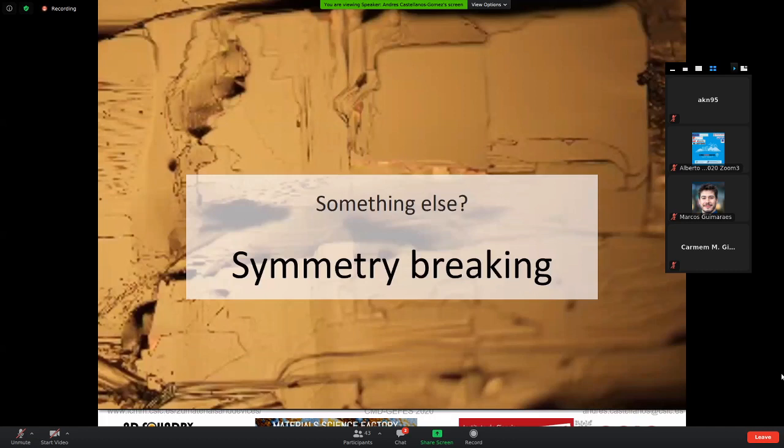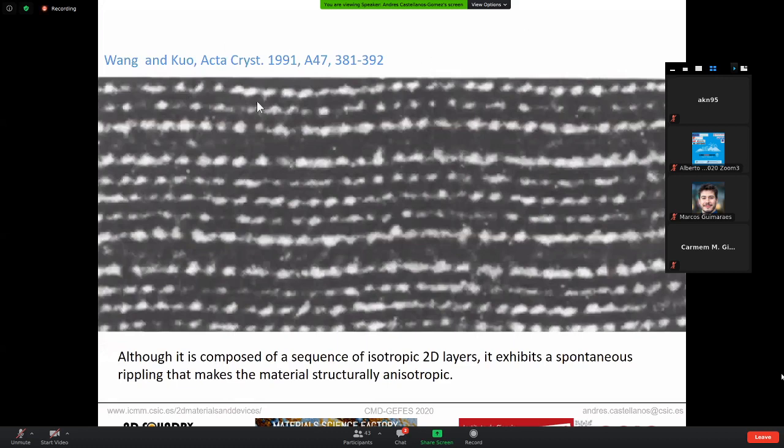So is there anything else that can do this, this interaction between the layers? And as I told you at the beginning, this weak van der Waals interaction can also break the symmetry of the system. Already in the 90s, apart from the previous TEM measurements I showed you, there were other groups doing cross-sectional TEM, and already in these early works they were seeing that Franckeite had these kind of waves in the cross-section.